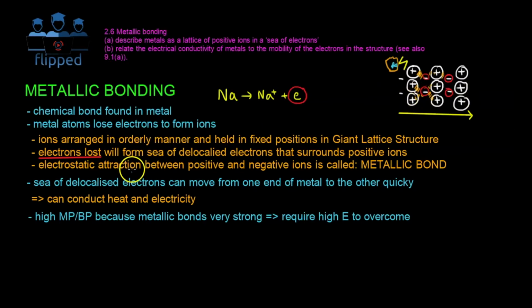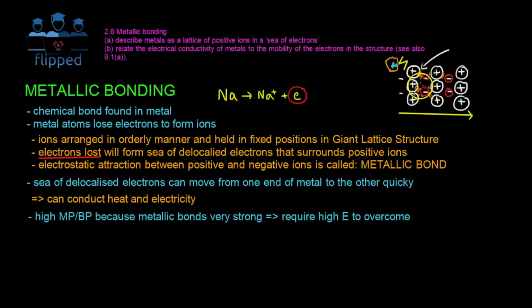Finally, the last property for metallic bonding is that it results in a high melting and boiling point because the metallic bonds are very, very strong. So in metals, if you want to melt it or boil it, which is almost impossible, you have to actually break this orange bond here that we are talking about. We have to break this bond here, which is very, very hard to break.